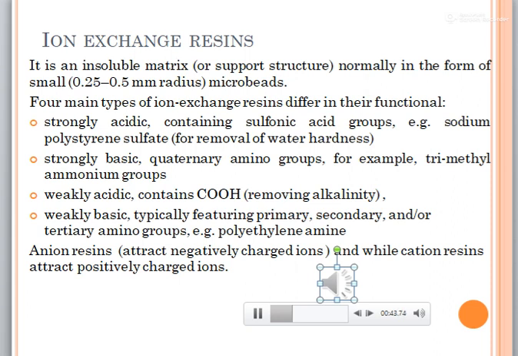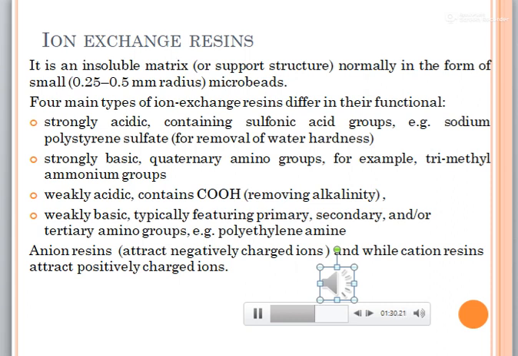Ion exchange resin may be strongly acidic, that is, containing the sulfonic acid group, for example sodium polystyrene sulfonate, which is used for the removal of water hardness. Next is strongly basic, quaternary ammonium compound, for example containing the trimethyl ammonium group. Next is weakly acidic, containing carboxylic groups, removing the alkalinity. Alkalinity means bicarbonate and carbonate ions removal. Weakly basic typically features primary, secondary or tertiary amino groups, for example polyethylene amine groups.